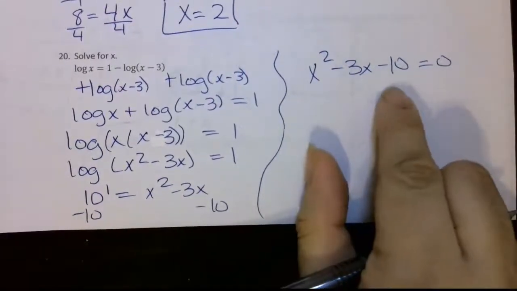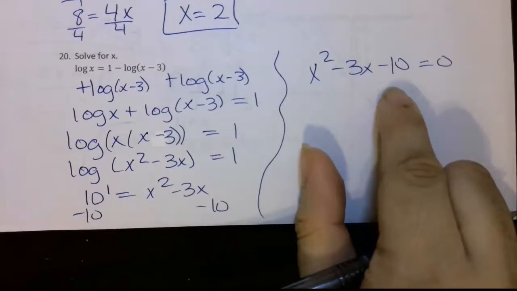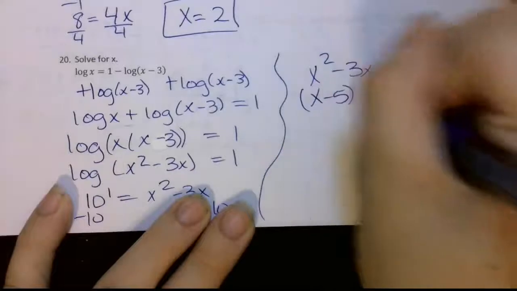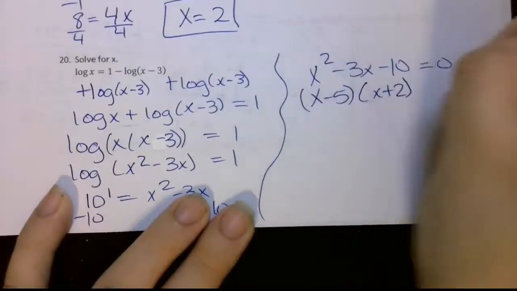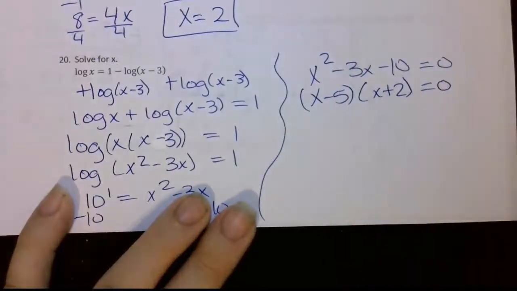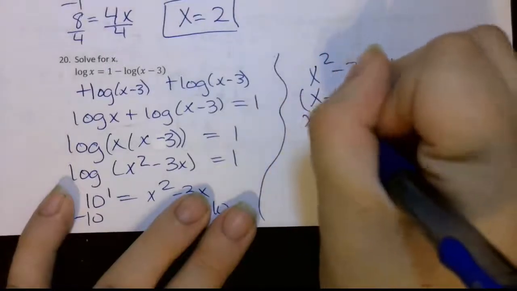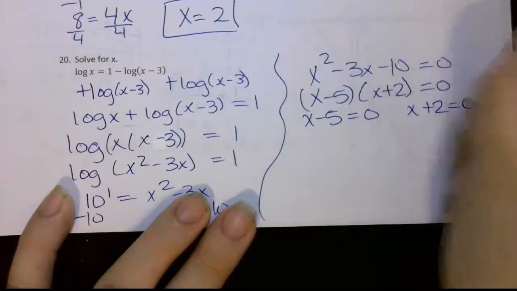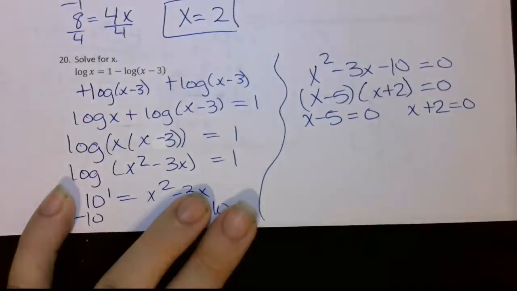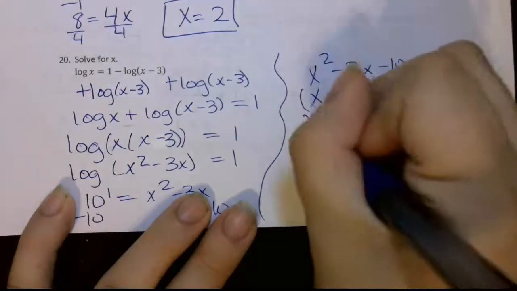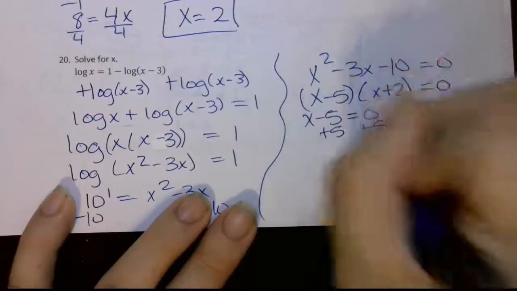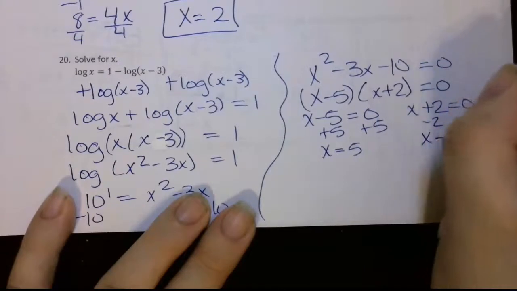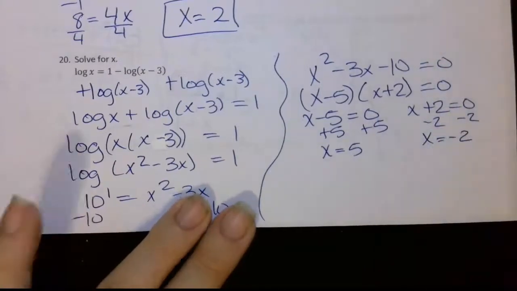I'm looking for what multiplies to negative 10 and adds up to negative 3. It's going to be negative 5, positive 2. I take each of those pieces and I set them equal to 0. X minus 5 equals 0. X plus 2 equals 0. And I want to solve them. I add 5 to both sides. I get x equals 5. Over here I subtract 2. I get x equals -2.